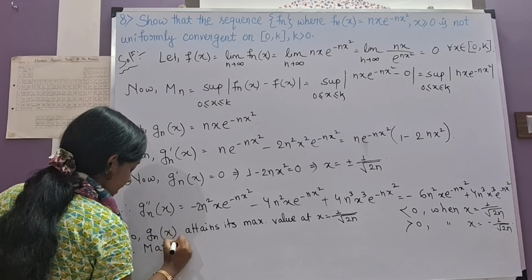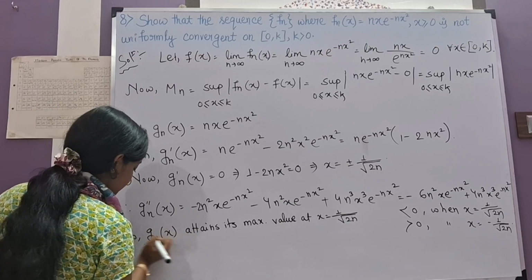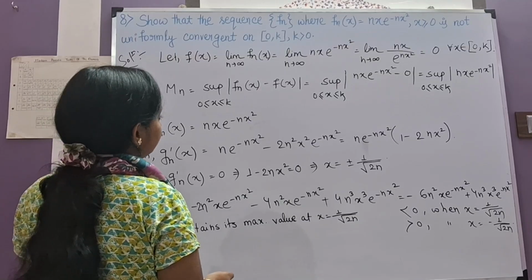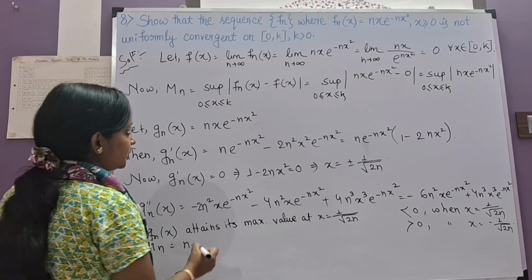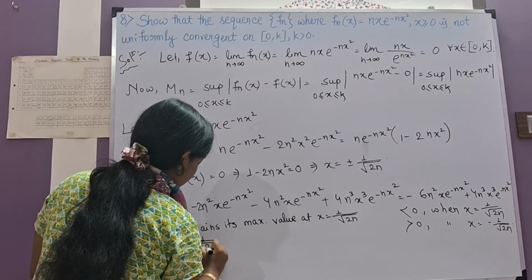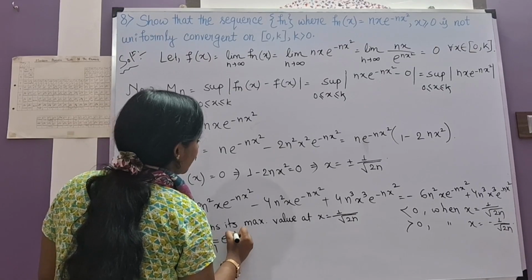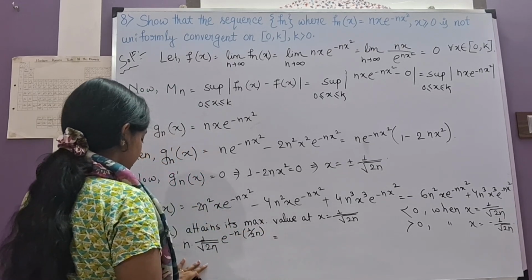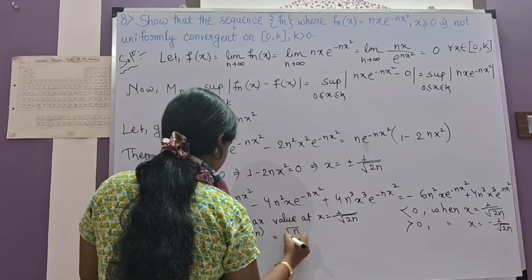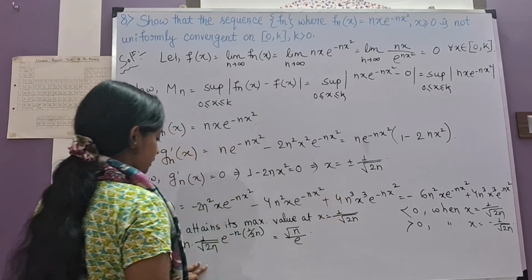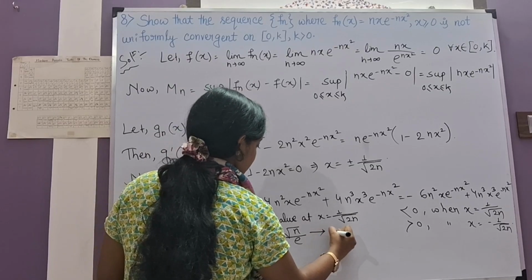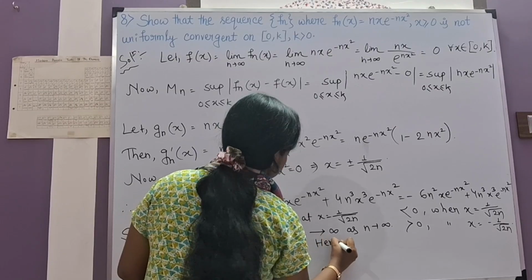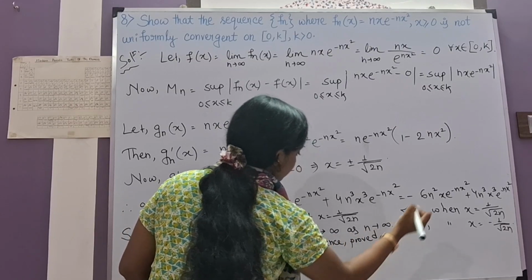So max gn of x, or you can directly write, capital An is equal to n into 1 by root over 2n e to the power minus n into 1 by 2n, equal to root n by e, which tends to infinity as n tends to infinity. Hence, proved.